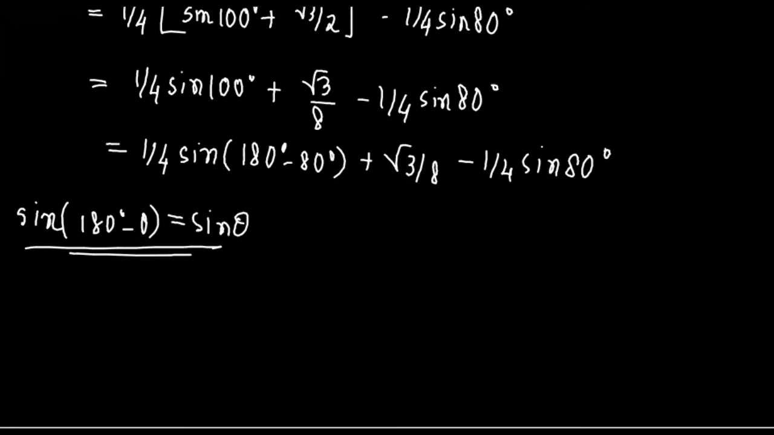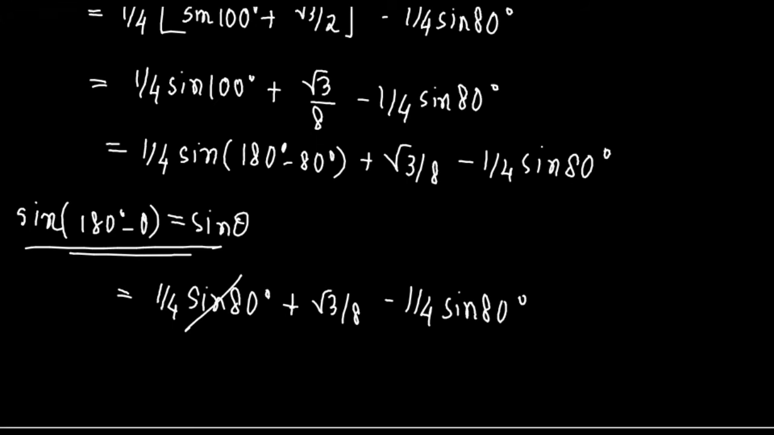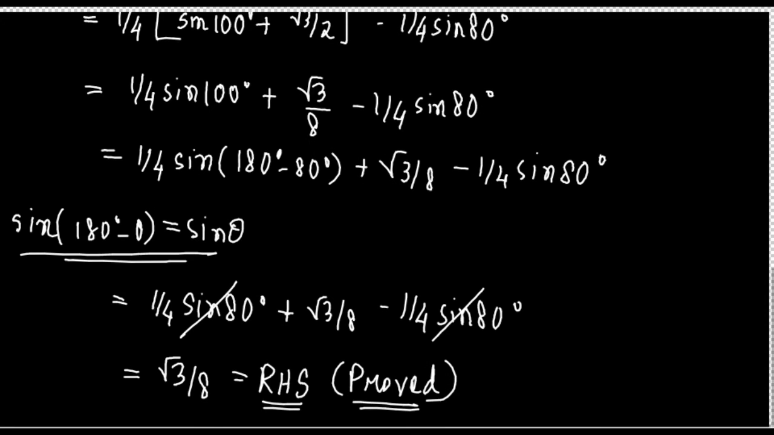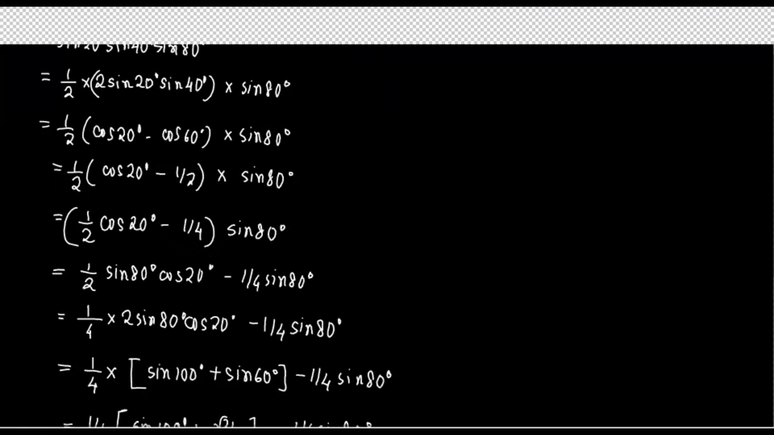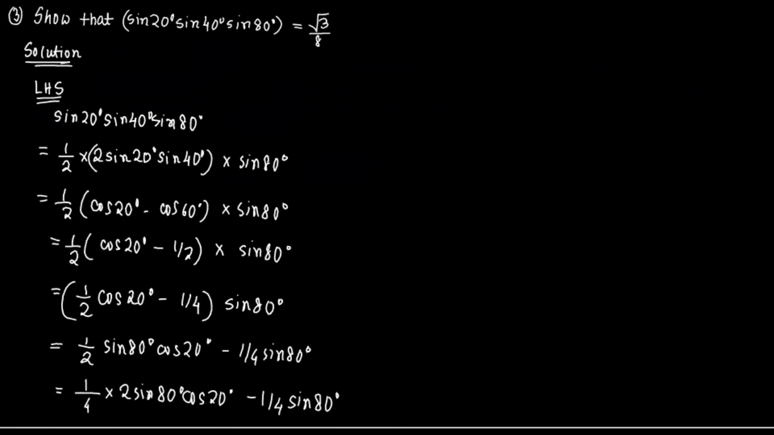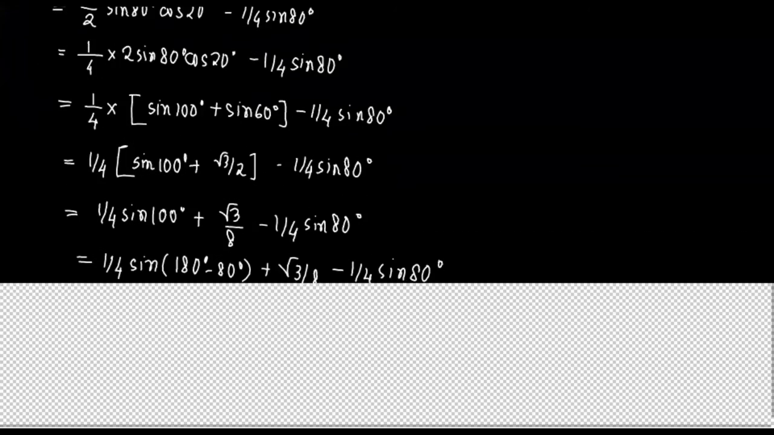So what we can write in the next step is 1 by 4 sine 80 degree, because sine of (180 minus theta), here theta is 80, plus root 3 by 8 minus 1 by 4 sine 80 degree. Now you can see that this term and this term are getting cancelled. So ultimately we are getting root 3 by 8, which is the RHS. So we have proved this one. It's a very simple sum, just the applications of the formulas 2 sine a cos b, 2 sine a sine b. You have to remember the formulas. So this is the sum.